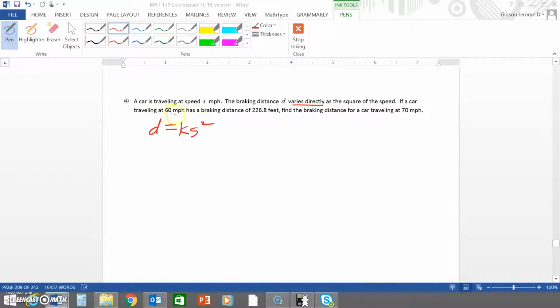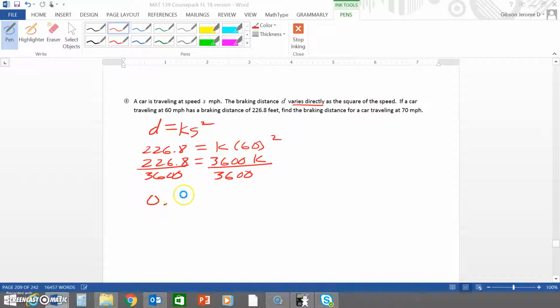So now they tell us if a car is traveling 60 miles per hour, so they tell us the speed, and they also give us the distance of 226.8, and that equals k times 60 squared. So we had 226.8 is equal to, now this would be 3,600 times k. So we'll divide each side by 3,600. And then we will have approximately 0.063 is approximately equal to k if we round to 3 decimal places. So we have d is equal to 0.063 times s squared.